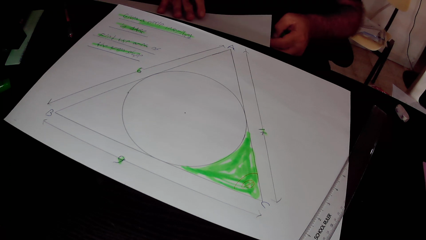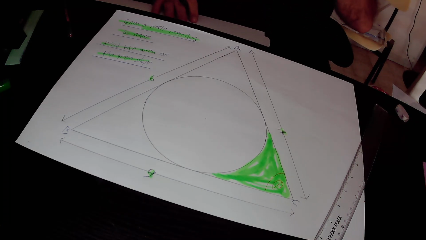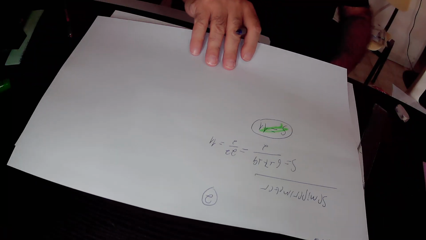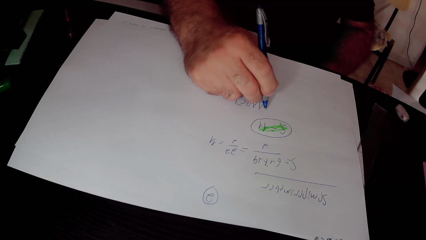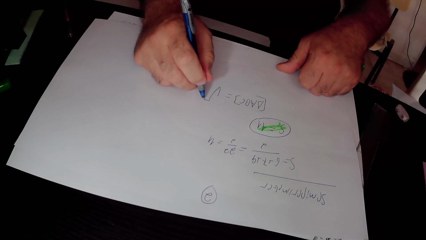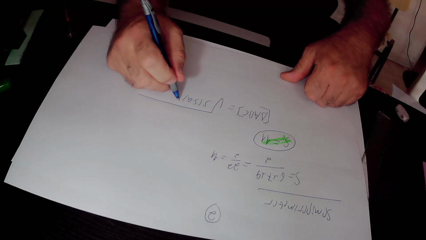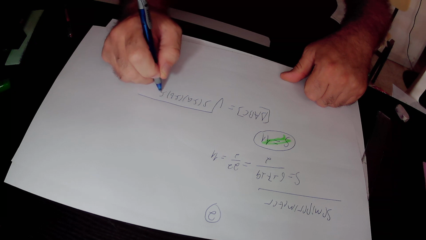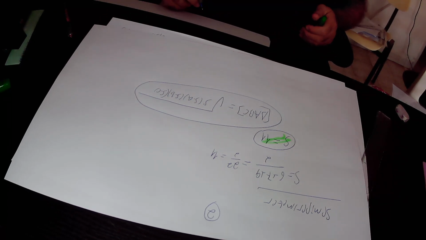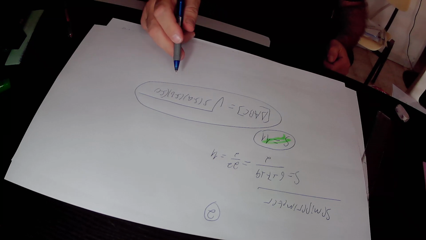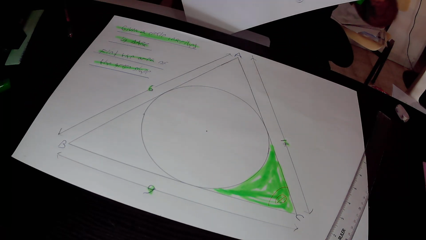In the next step, we find the area of this triangle ABC according to the formula that says that the area of any triangle is equal to the square root of S times S minus A times S minus B times S minus C. Again, the area of any triangle equals the square root of S times S minus A times S minus B times S minus C. A, B, and C are the side lengths of the triangle, and S is the semi-perimeter of the triangle.